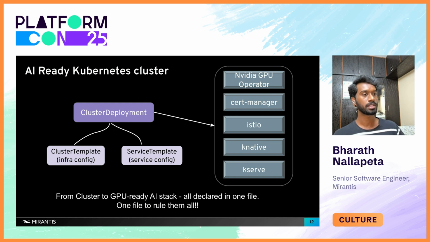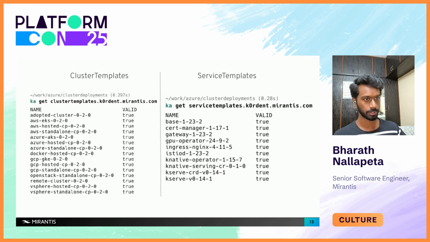For our AI-ready Kubernetes cluster, and the example I'll show you, these are the services that we need. GPU Operator in order to tell the underlying cluster that this is in fact a GPU-enabled cluster, and that installs the required dependencies. Cert Manager for certs, Istio for routes, Knative and KServe for the actual scaling of the AI applications. So all this is defined in just one single YAML file, and that's that.